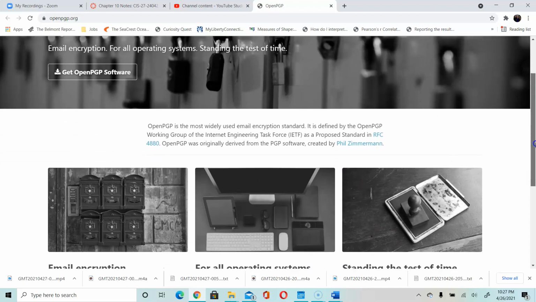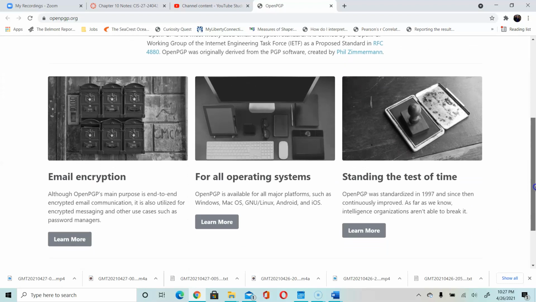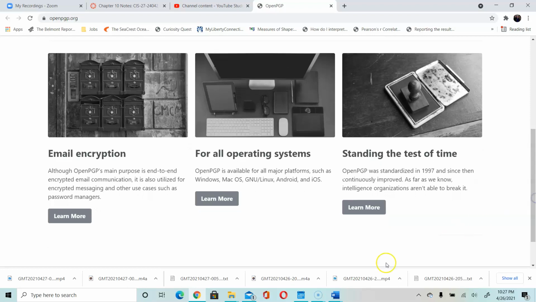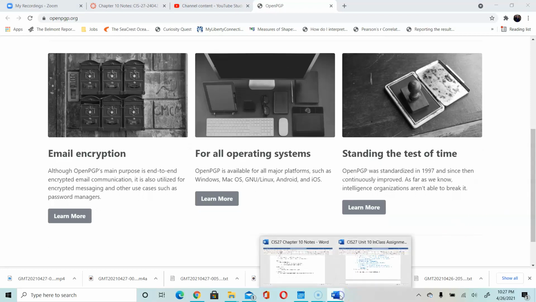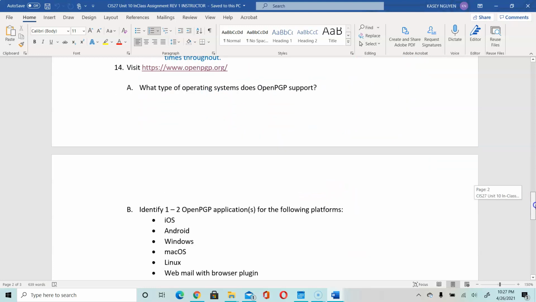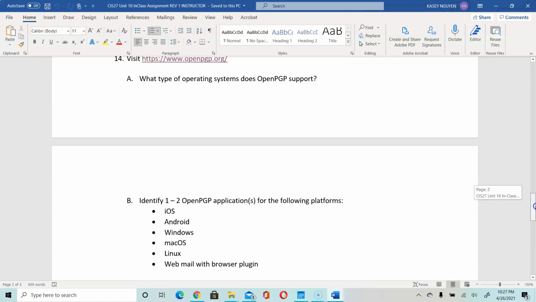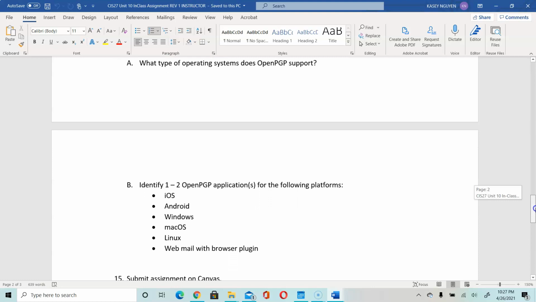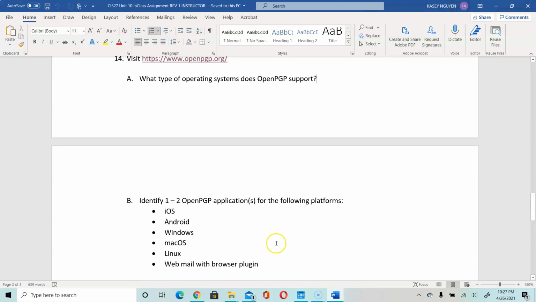So what you need to do is review this website and go through and answer each of the questions. What type of operating system does OpenPGP support? And for the second part, I want you to identify 1 to 2 OpenPGP applications for different types of platforms.